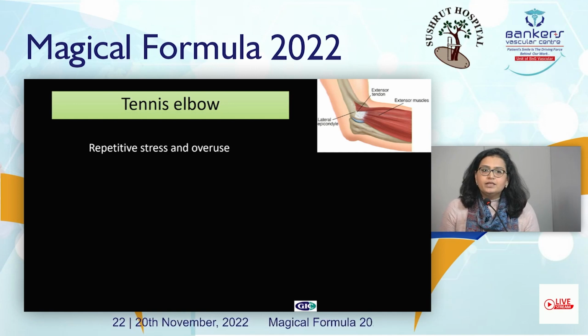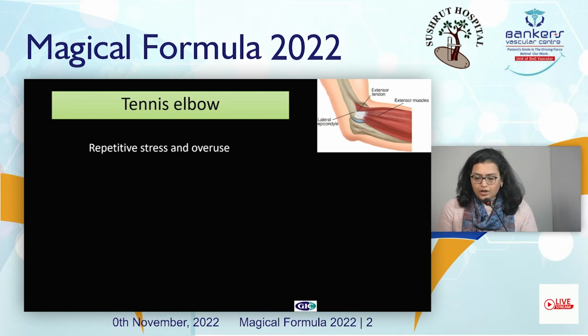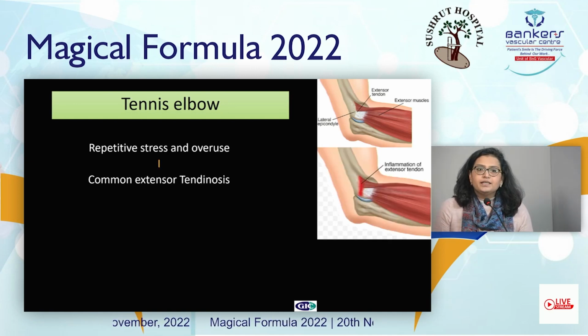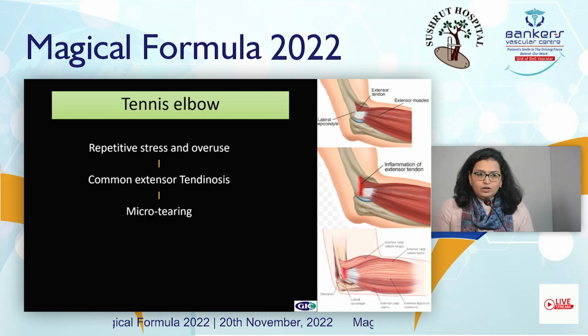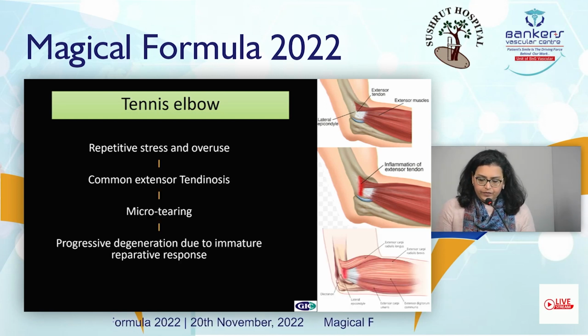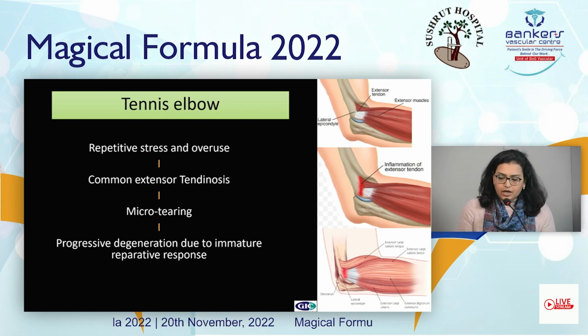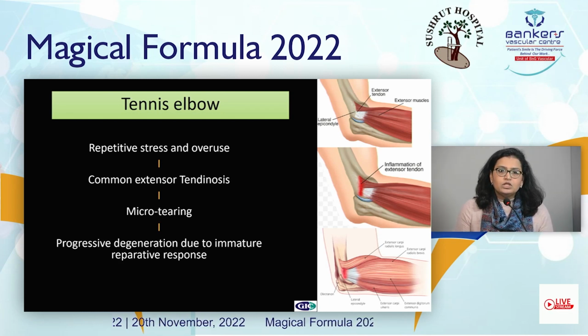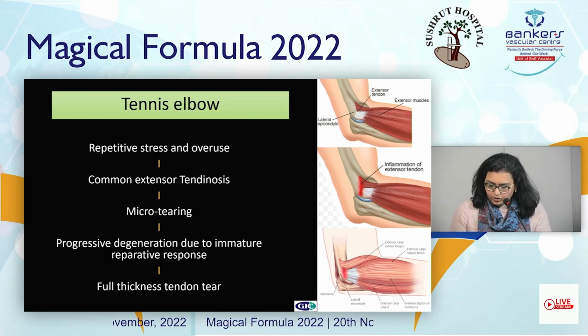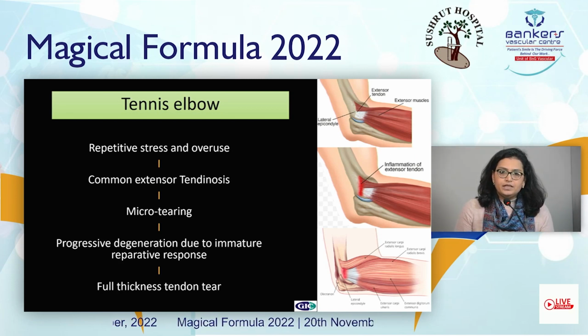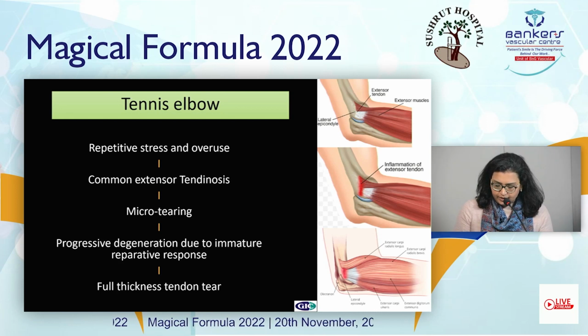Whenever there is repetitive stress and overuse, there is common extensor tendinosis. Tendinosis means there is inflammation or edematous changes at the common extensor tendon. Later on, eventually there will be micro tearing and progressive degeneration due to immature reparative response, which will eventually result in full thickness tendon tear. So these are the continuum of findings that we see on the imaging modalities.